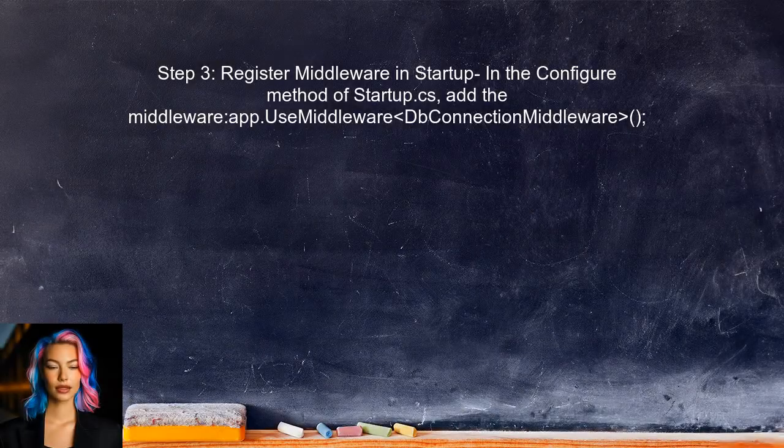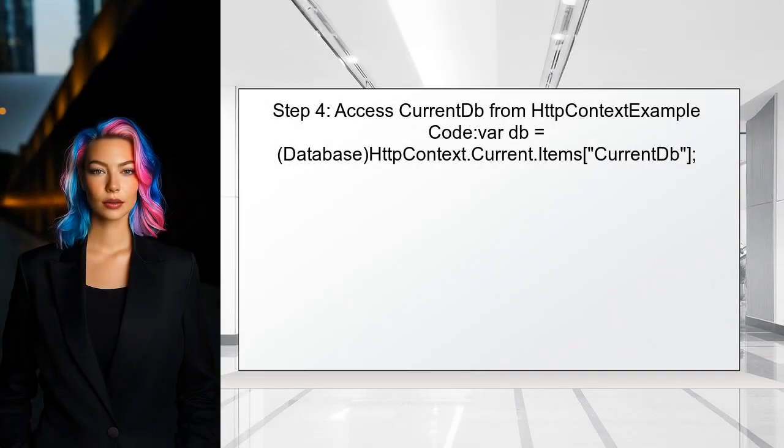After implementing the middleware, the user needs to register it in the startup class. This ensures that the middleware runs for each incoming request. Finally, the user can access the current DB method from anywhere in their application by retrieving it from the HTTP context. This allows for easy access to the database instance throughout the request lifecycle.